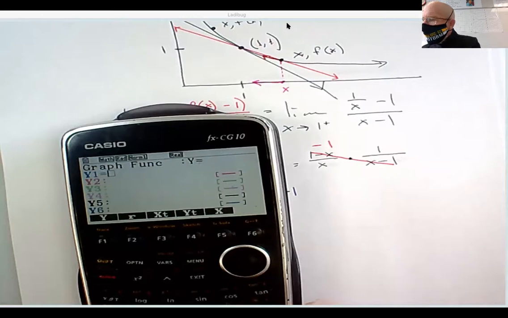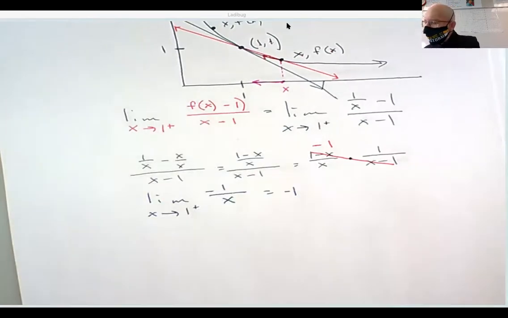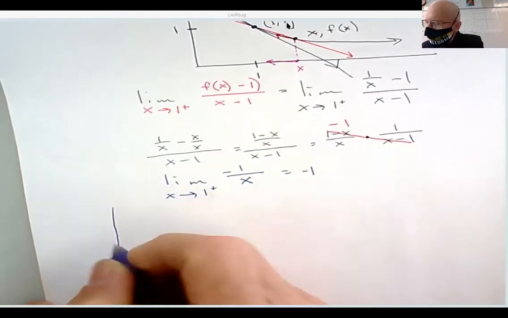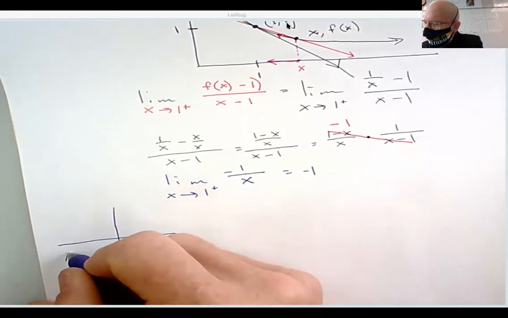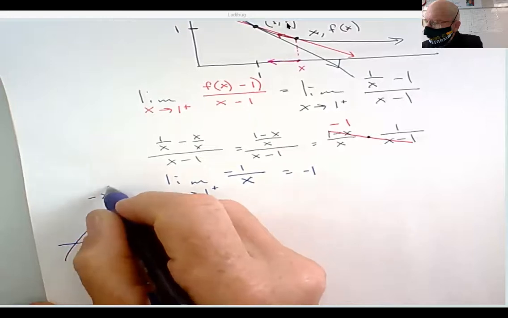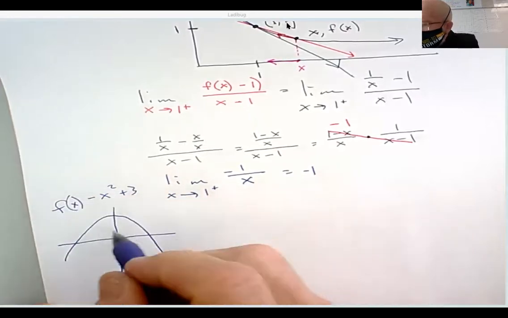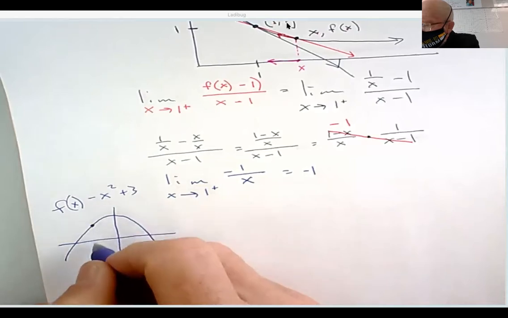I'm going to come up with a negative x squared plus 3. And if I draw it, it looks like that, correct? Did everybody agree? And so I'm going to draw that. And I'm going to plug this point in here. X is going to be a -1.